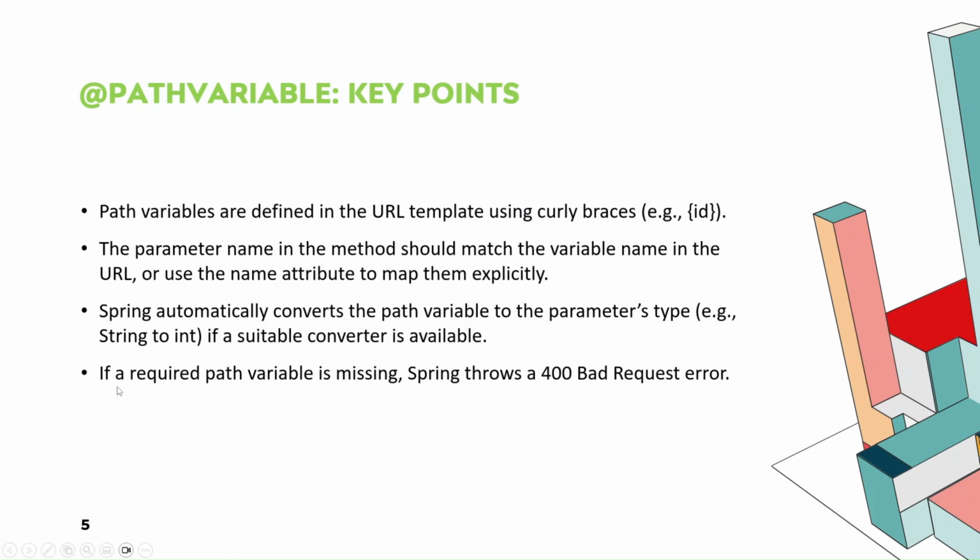Also, if you look at the required attribute, if you think the path variable may not be received from the URL, you can put it as boolean false. Otherwise, it is going to throw a 400 bad request error from Spring Boot.